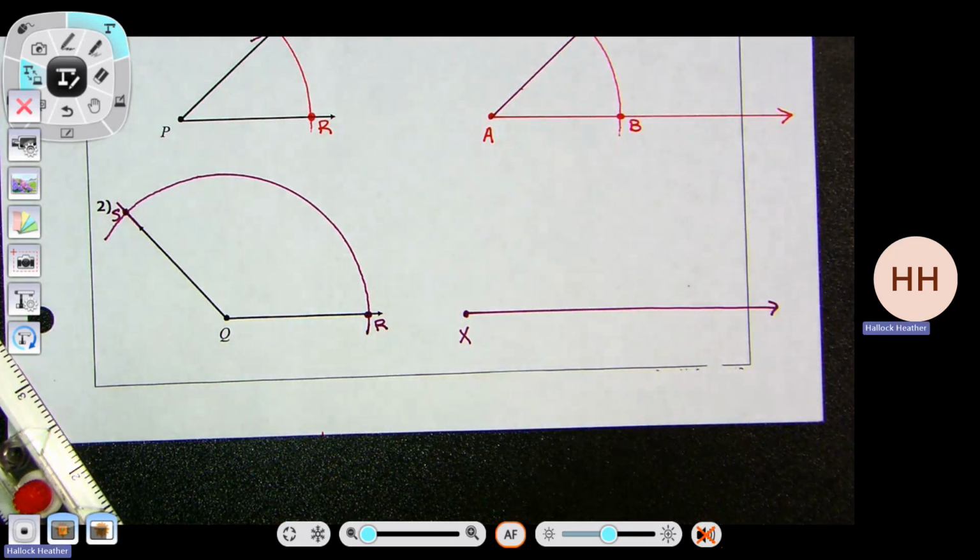Whatever arc I use, that little rainbow, I'm using that same measure to make this same arc on the other side. Now, because this is an obtuse angle, make sure you make your rainbow long enough.